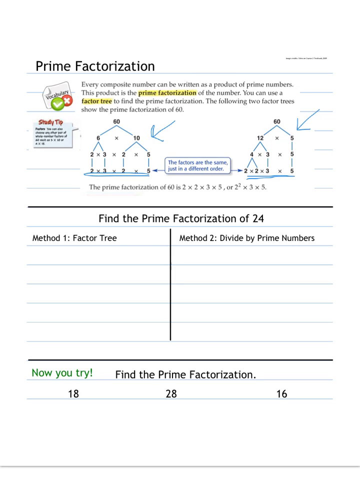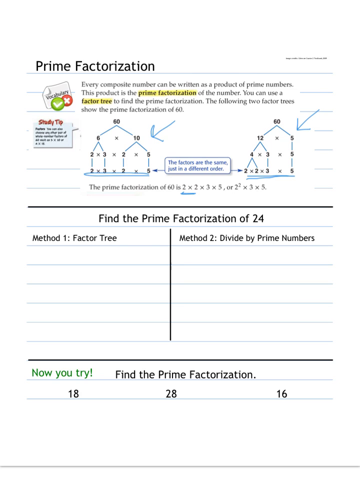So then the prime factorization of 60, either way that you break it down, either way you go through the factor tree, you'll get 2 times 2 times 3 times 5, and then we can write that with exponents. So this 2 times 2, we can write it as 2 squared times 3 times 5.